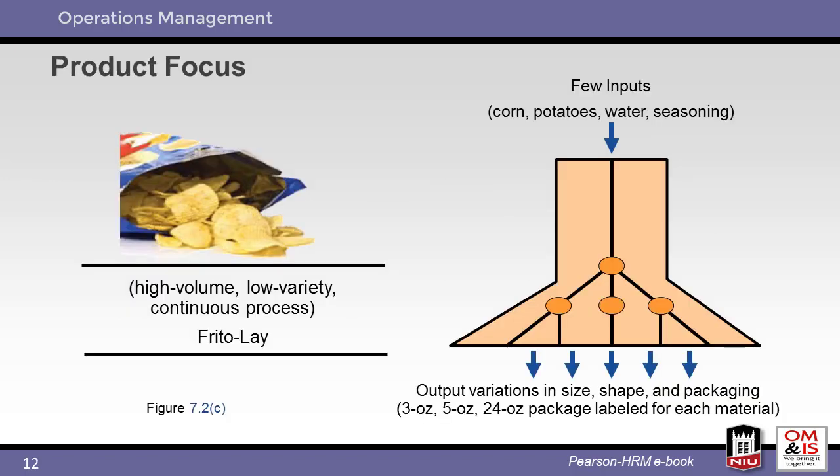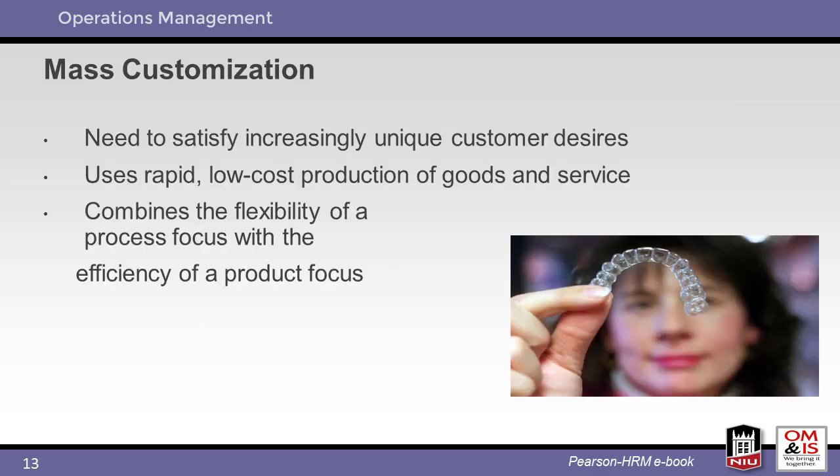Frito-Lay uses a product focus to mass produce high volume snacks in a continuous process. A limited number of inputs create a finite variety of products differentiated by mix and packaging size.